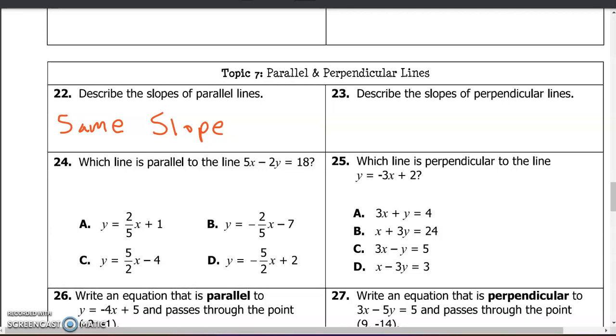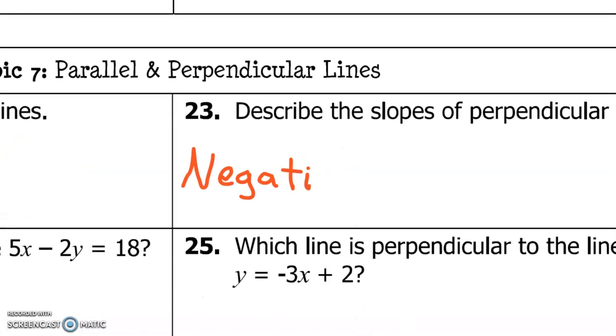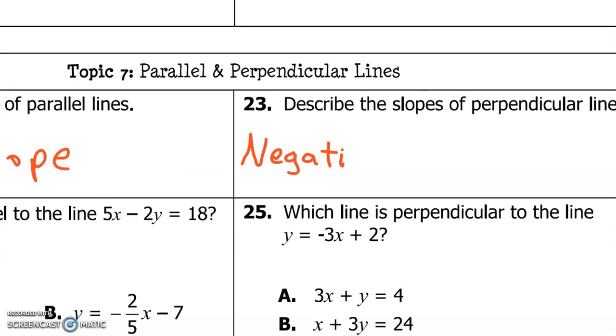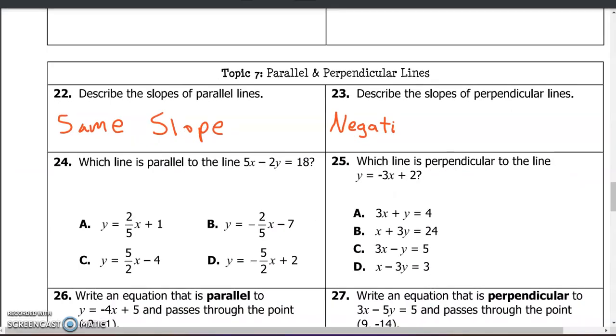And then describe the slope of perpendicular lines. Remember, that is negative reciprocal slopes. If you don't remember what that means, oh goodness, now it's doing that zooming in thing again. Alright, zoom back out, reset my zoom. So if you don't remember what negative reciprocal means, negative reciprocal just means the opposite sign, and then you flip it. So negative reciprocal.